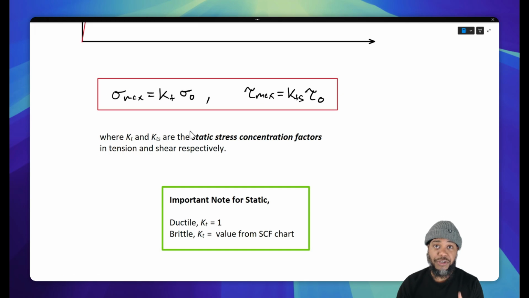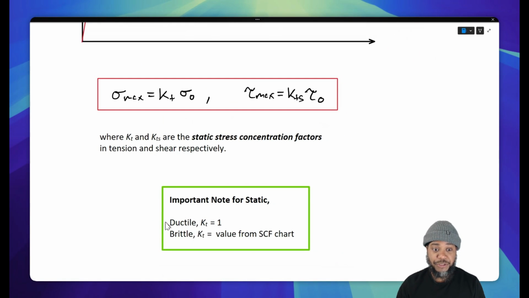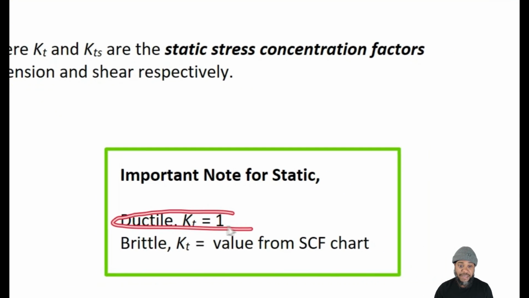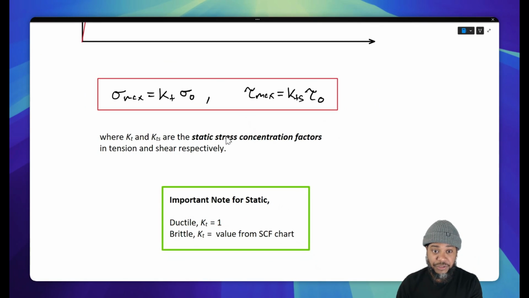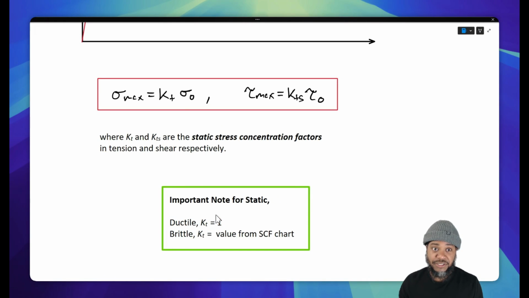Now, an important thing to note for static stress concentration factors is that when we have a ductile material, that means a material that has a ductility greater than 5%, we set the kT value equal to 1. Instead of using the design charts, we assume, since it's ductile and there's a good amount of plastic deformation, that the maximum stress that we would see under brittle conditions isn't actually reached. Instead of stress rising, we plastically deform.